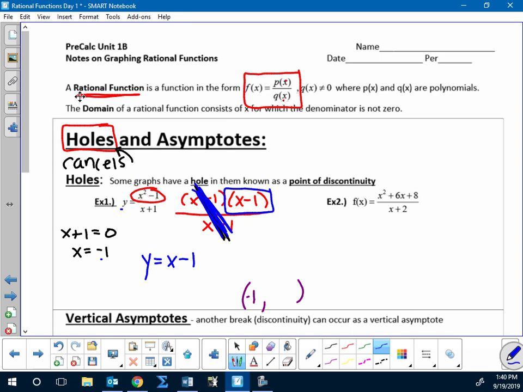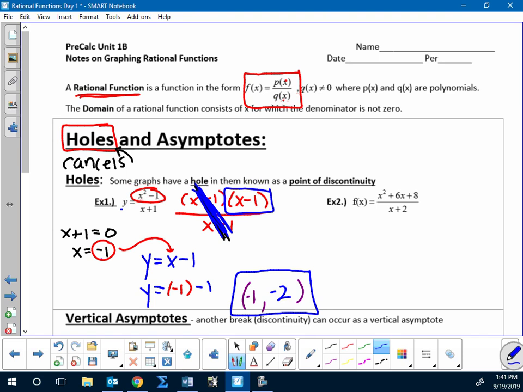After that hole canceled out, in order to get the y value of the hole, you need to take this x value and substitute it into your new pretty function. So when I substitute that in, I'm going to have y equals parenthesis -1, substituting, we always use parentheses, minus 1. -1 minus 1 is -2. So the hole of your graph is located at -1, -2.